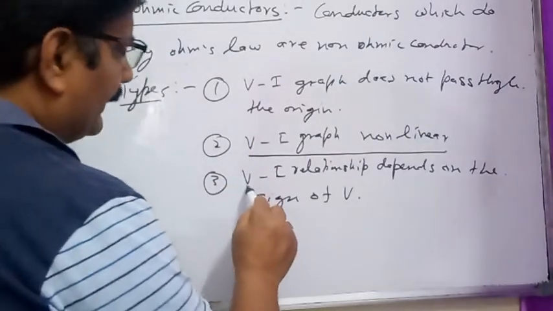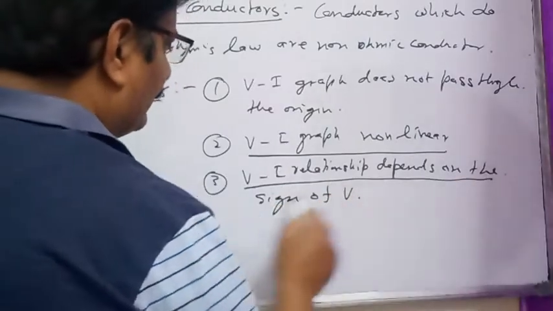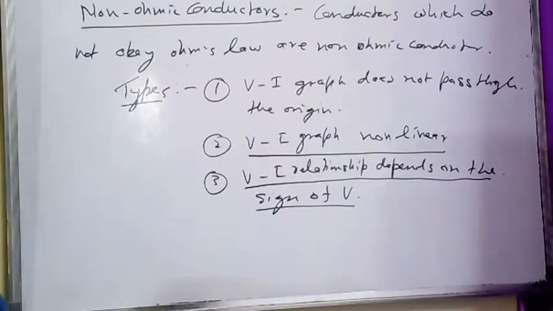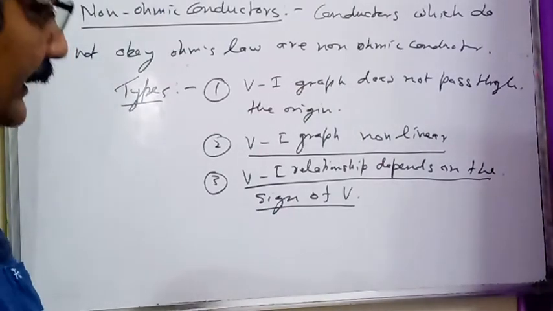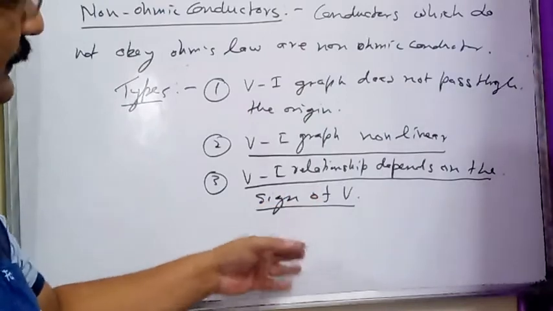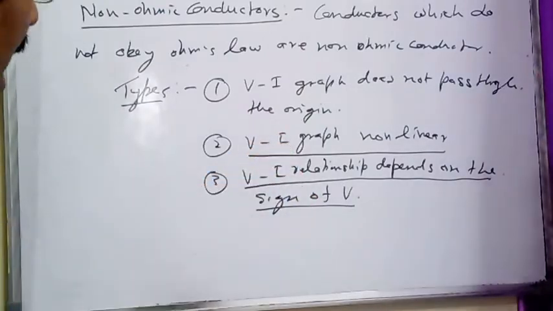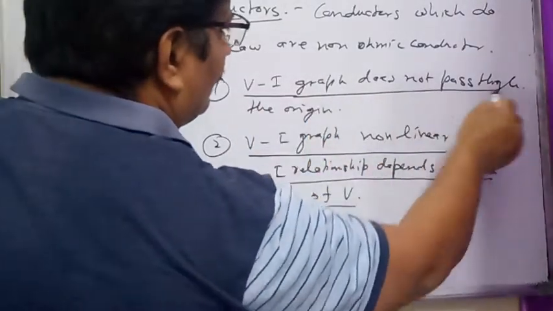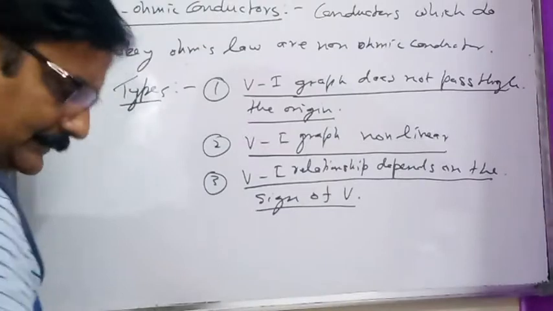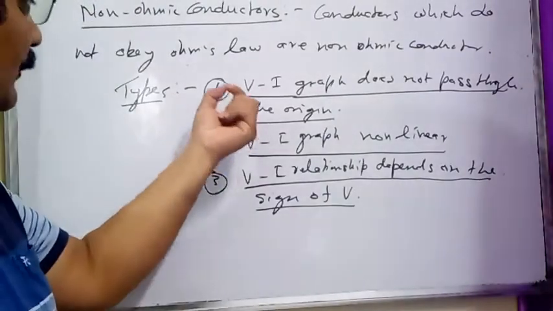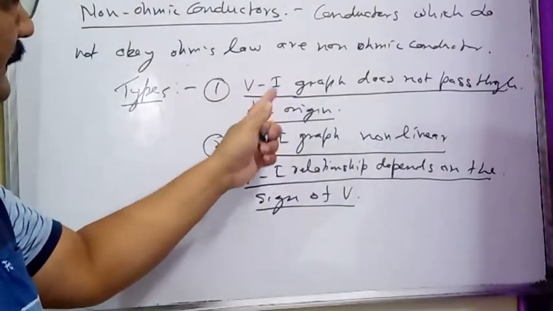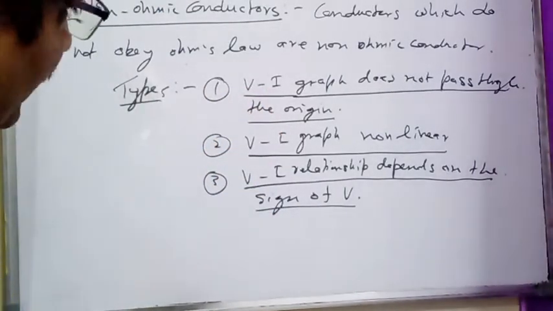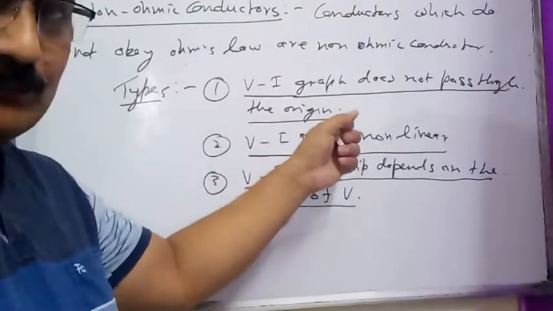Third category is VI relationship dependent on the sign of the V. If sign of V or direction of the applied potential is changed, the nature of the VI graph is going to change. This is the third category of the non-ohmic circuits. In the first category, basically voltameters are the non-ohmic conductors of the first category. Their VI graph remains a straight line but it will not pass through the origin.